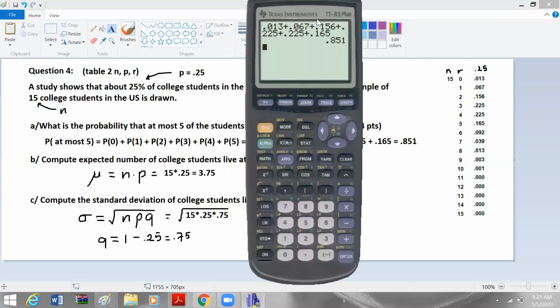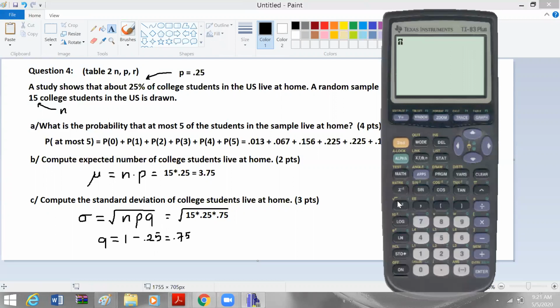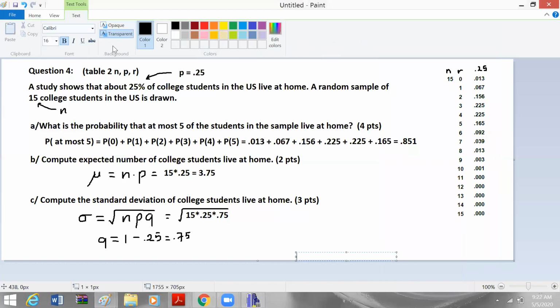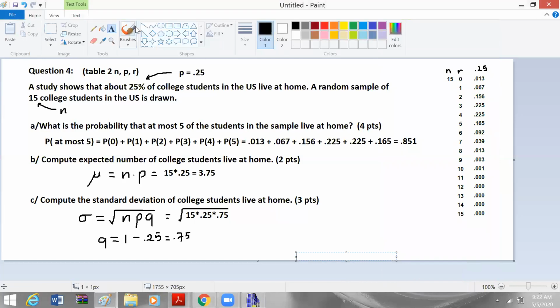So the first step that we should do is to take the square root of 15 times 0.25 times 0.75. Make sure you close the parenthesis for that. Right? And then we're going to get the answer, which is 1.67. So this question is going to give us 3 points on the exam, and the total points that we have for question number 4 is 9. So we're going to get 1.67 or 1.68. And this is all we need to do.